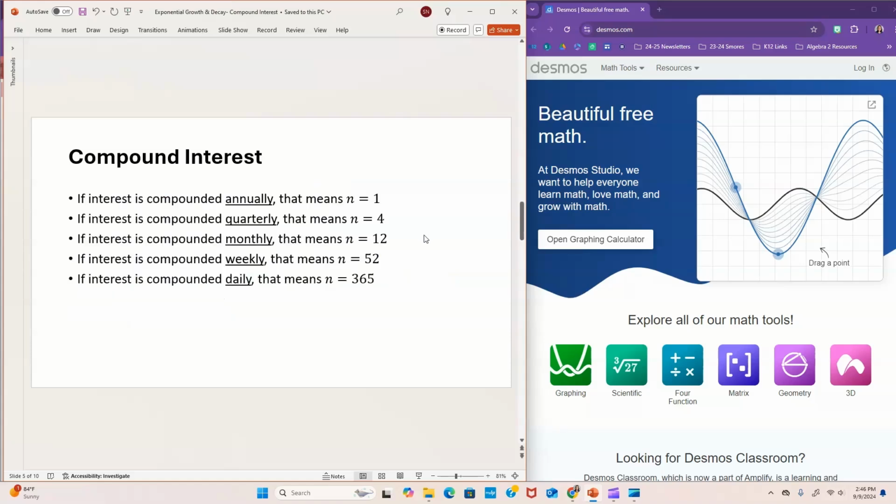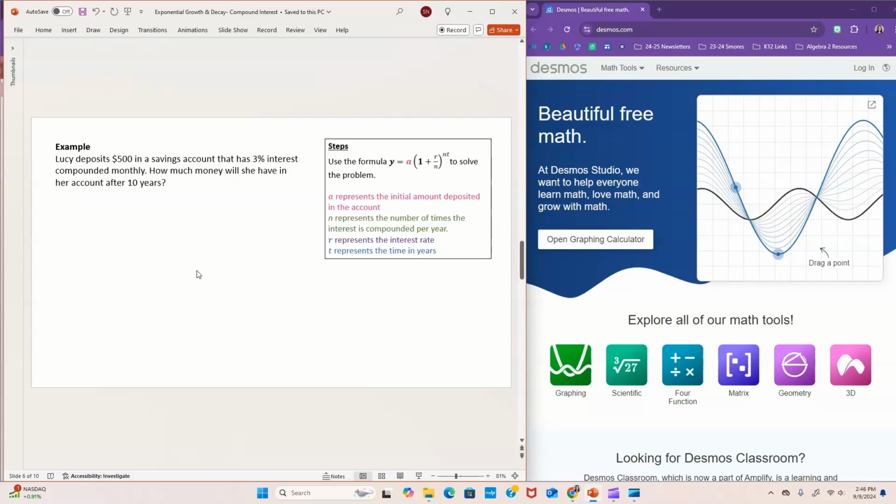So how do you figure out the value of n? You're going to have to read the problem carefully to determine the value of n. So if the interest is compounded annually, that means n equals 1. Quarterly means 4 times a year, so n is 4. Monthly is 12 times a year, so n equals 12. Weekly is once a week, so n equals 52. Daily is every day, so that means we have n equals 365. So now let's look at some examples.